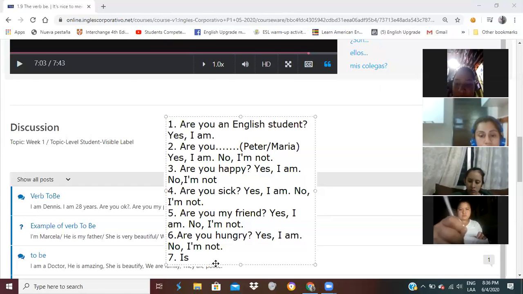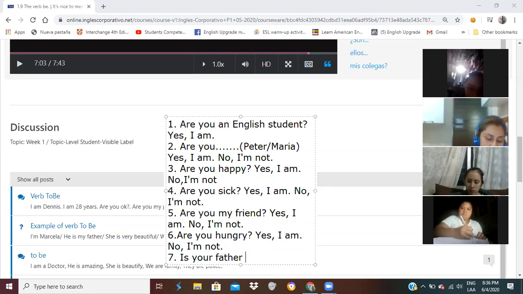Other example is, are we students? Very good. That is correct. Are we students? Le voy a dar el ejemplo. Is your father tall? ¿Es alto tu papá? Is your father tall? Yes, he is or no, he isn't.